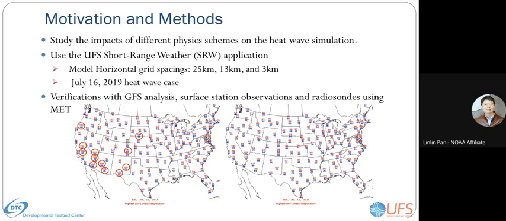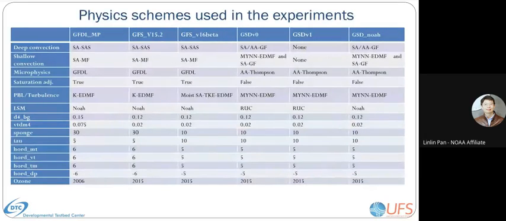The model forecasts were verified with GFS analysis, surface station observations, and radiosondes using the tool MET. There are around 3,000 surface stations and 8 radiosondes used in the validation. This is the physics schemes used in the experiment. There are 6 suites: GFDL MP, GFS V15.2, V16 beta, and also 3 GSD suites.